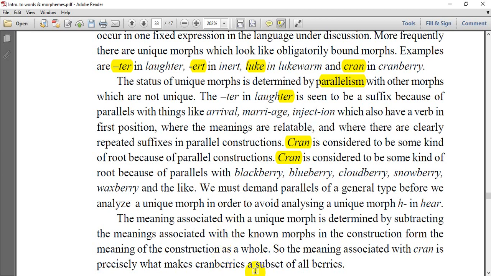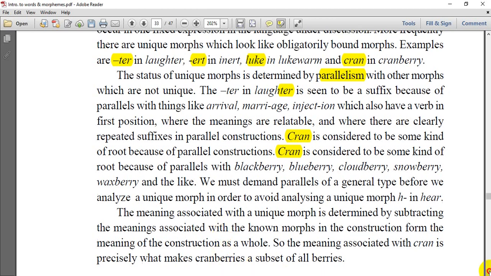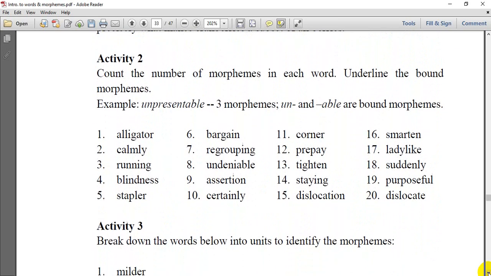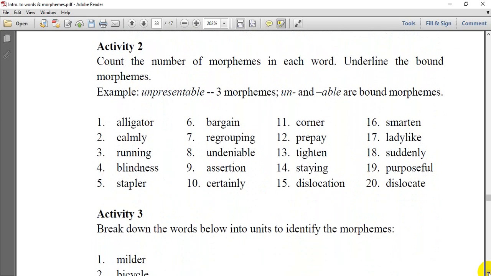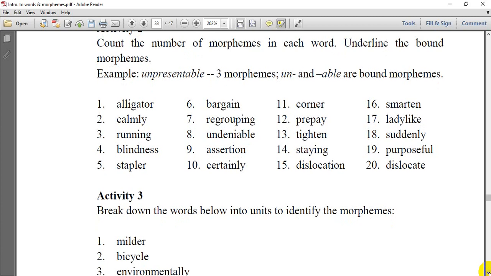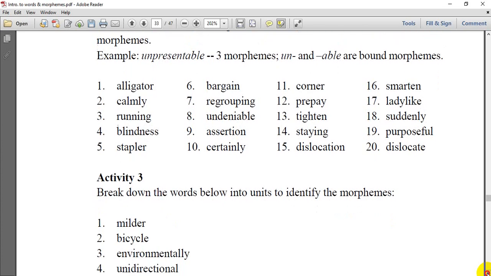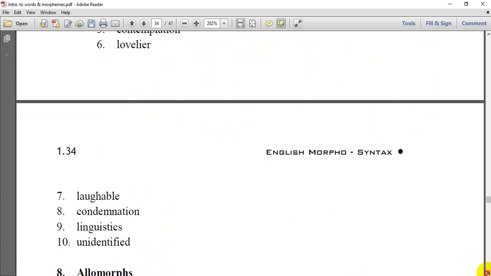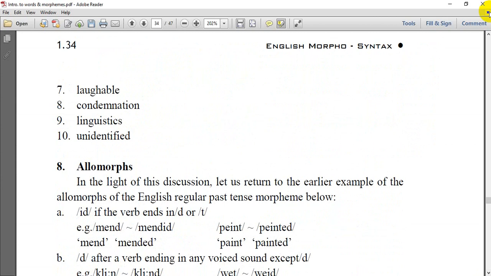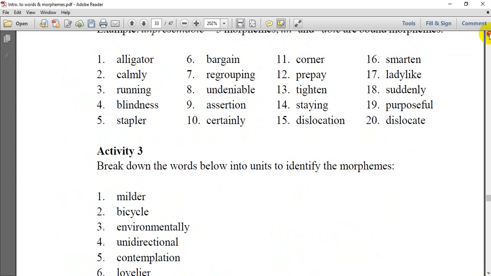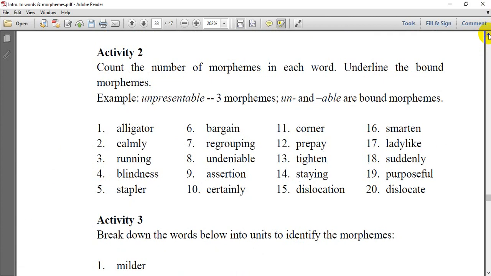Here we have exercises, just to practice and to identify to what extent you understand what we discussed about types of morphemes, the bound and the free morphemes, and identification of morphemes, how to analyze English words. It's very important to do that. Let's try to answer some of these questions.